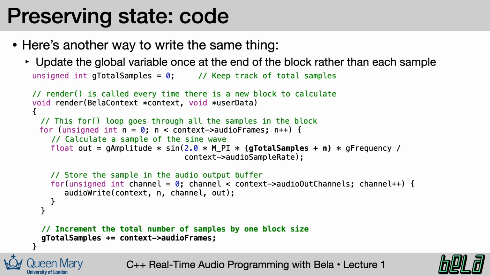Here is a way that rather than incrementing gTotalSamples every iteration of the loop, we could just increment it at the end of the block. We got to the end of render and we said, right, we have calculated 16 audio frames in this particular block, so we're going to add 16 to gTotalSamples. Then inside the sine wave calculation, instead of just having gTotalSamples used to calculate the phase, we have gTotalSamples plus n. Personally, I slightly prefer the previous way of doing it, but either way will produce the same results. And we will explain all of this stuff involving this variable called context in the next lecture.